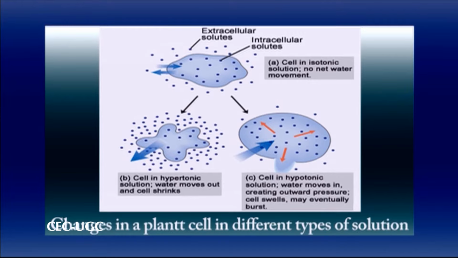And when in hypotonic solution, water moves in, creating outward pressure, and the cell swells and may eventually burst. And when the cell is placed in hypertonic solution, water moves out and the cell shrinks.